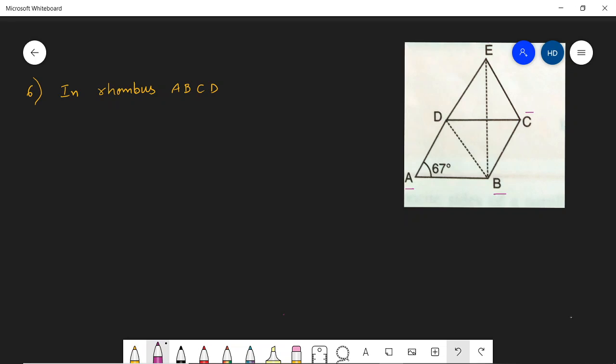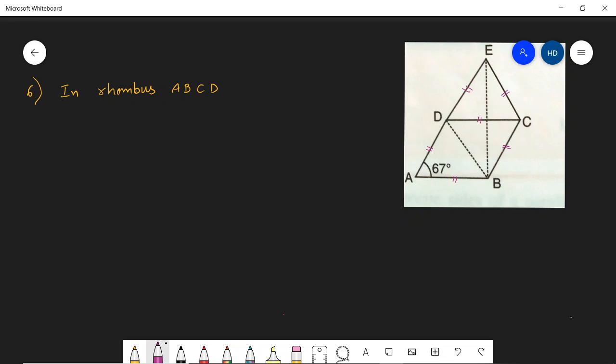By this data, what we can immediately understand is, because ABCD is a rhombus, this measurement and this are the same. And then he says that DEC is an equilateral triangle. So DC will be equal to DE and DE will be equal to EC. All these are of equal lengths. This is the first information we derive out of this.